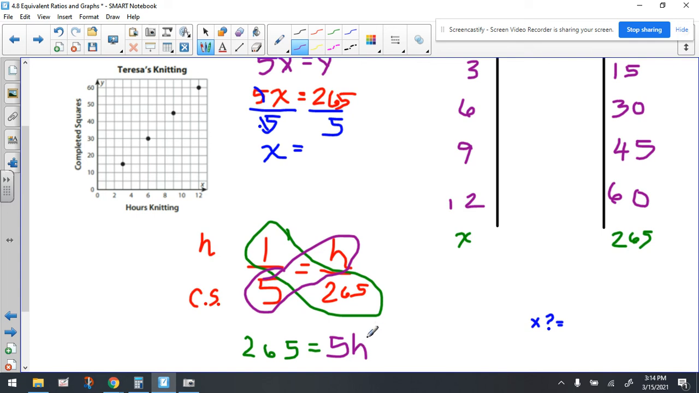So either way, you're going to have to take that 265 and divide it by 5. That's the only thing left you have to do, and then you'll have your answer.